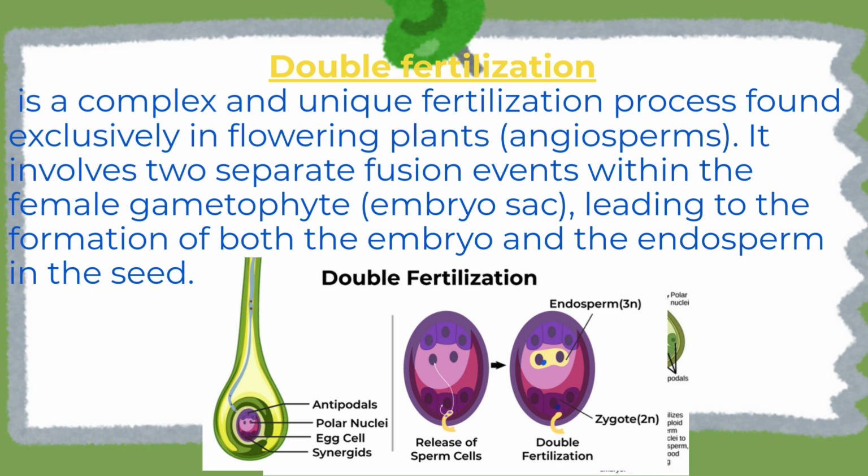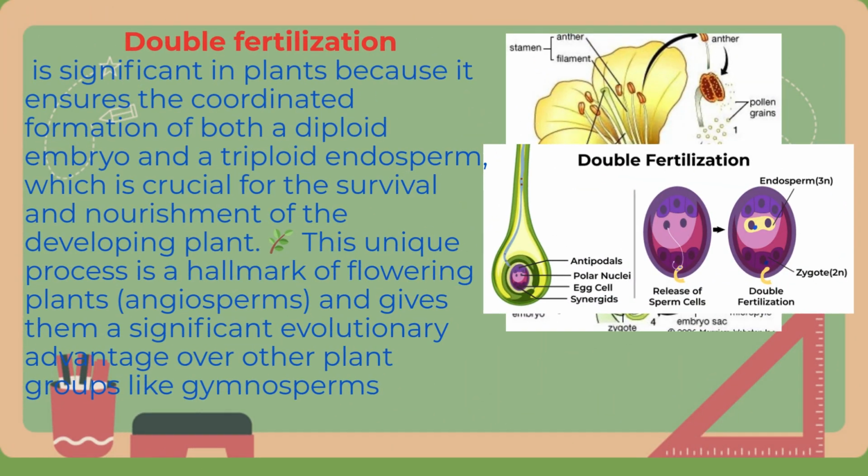improved traits. Double fertilization. It is a complex and unique fertilization process found exclusively in flowering plants called angiosperms. It involves two separate fusion events within the female gametophyte, or the embryo sac, leading to the formation of both the embryo and endosperm in a seed.